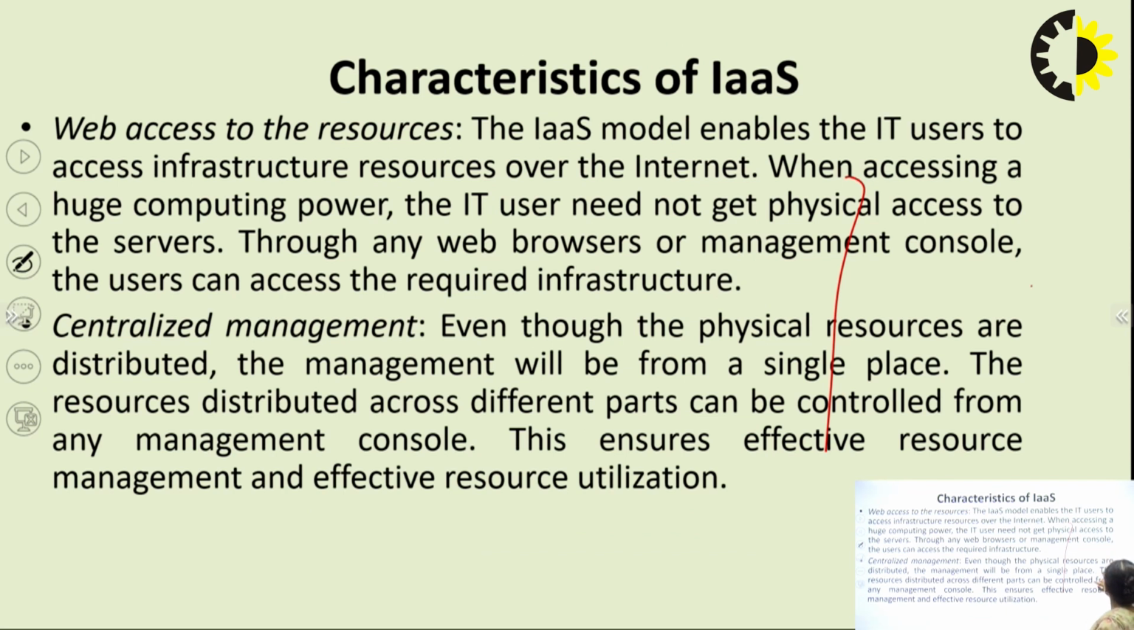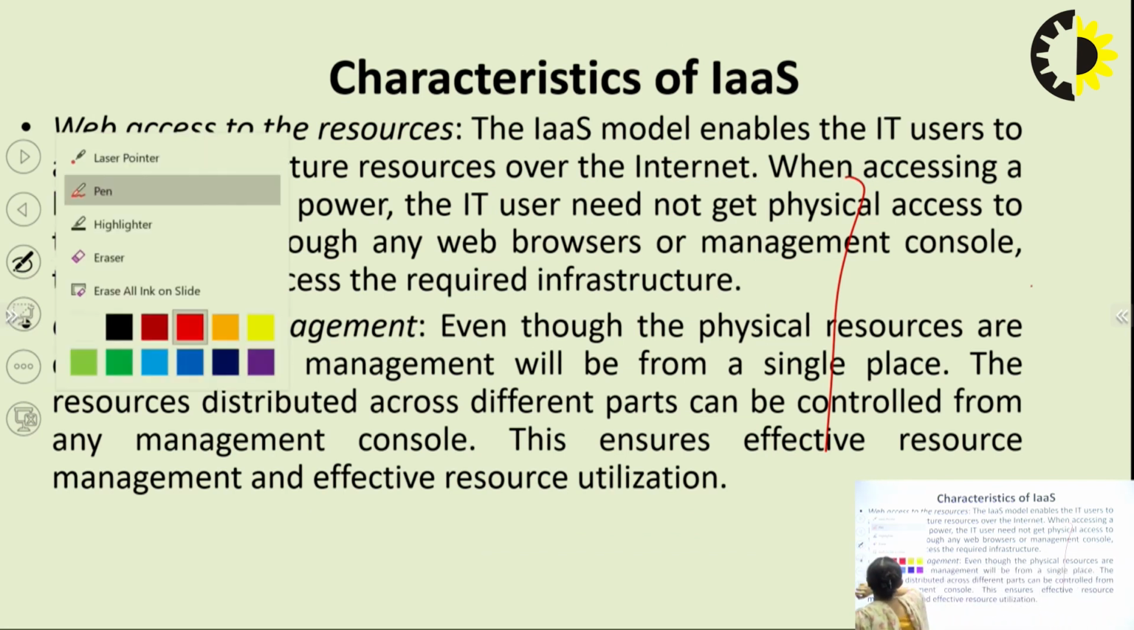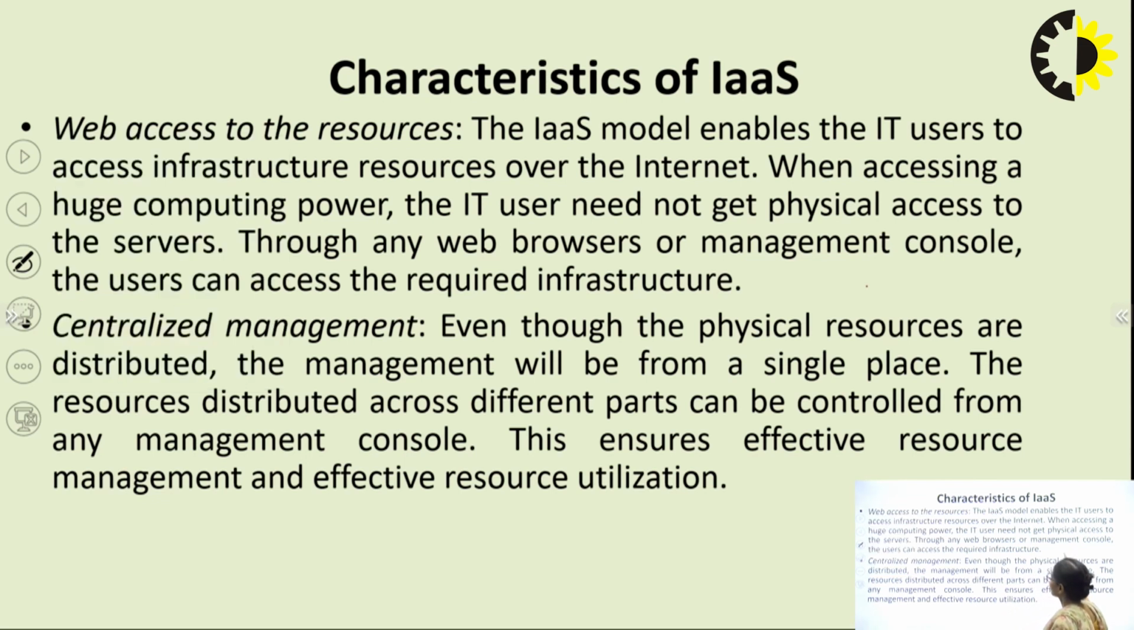Now, what are the characteristics of IaaS? Web access to the resources is possible. In the case of IaaS, you don't need to bring all those hardware resources at your end. Everything is provided with the help of a web browser. The IaaS model enables the IT users to access infrastructure resources over the internet. When accessing huge computing power, the IT user need not get physical access to the server. Through any web browser management console, the users can access the required infrastructure.